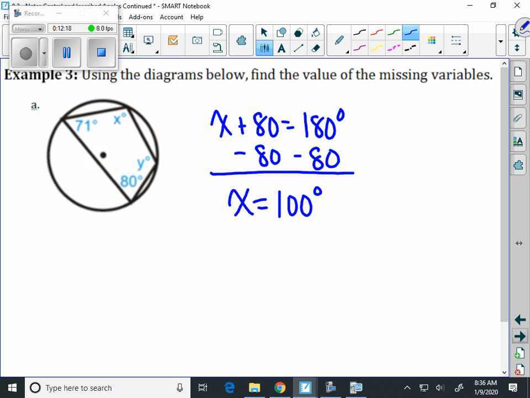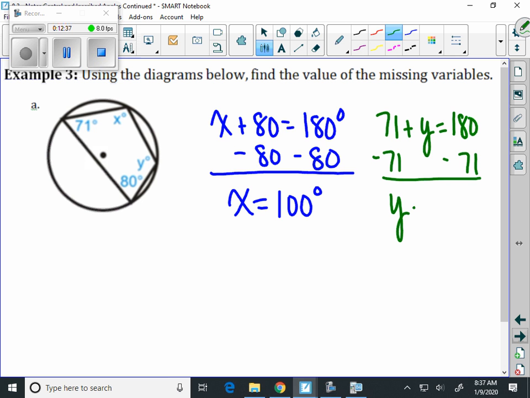Same idea with the other two angles, 71 and y. Well, 71 plus y equals 180. They're opposite angles inscribed in the circle in a quadrilateral. We can subtract 71 from both sides. And 10 minus 1 is 9, and we get 109 degrees.